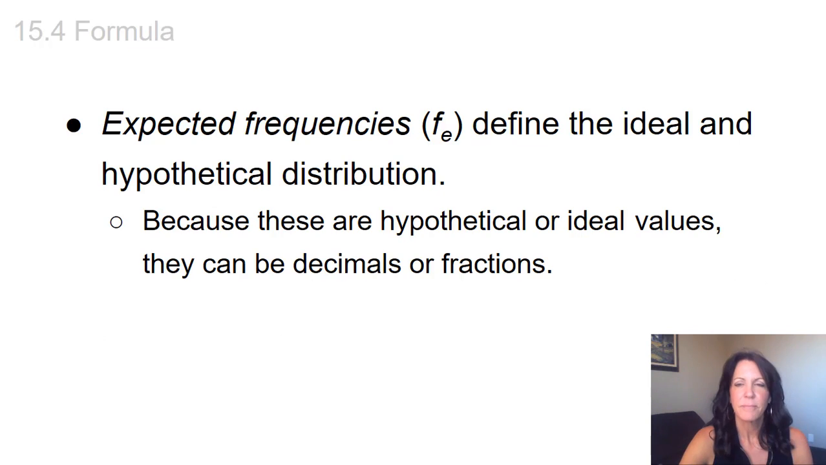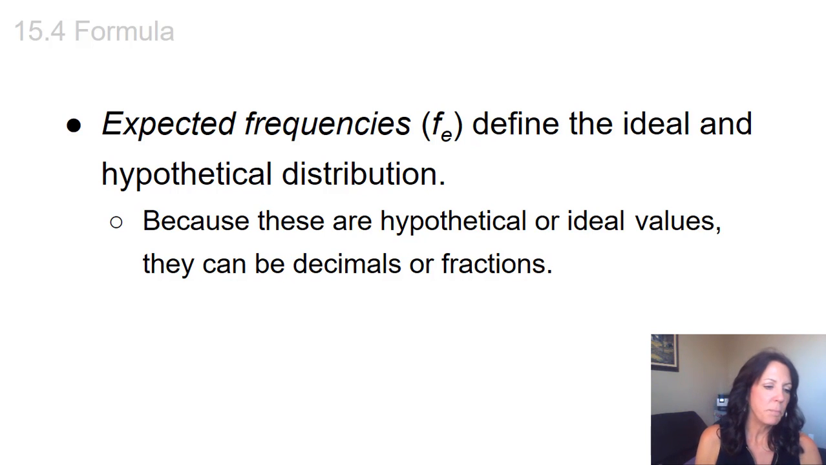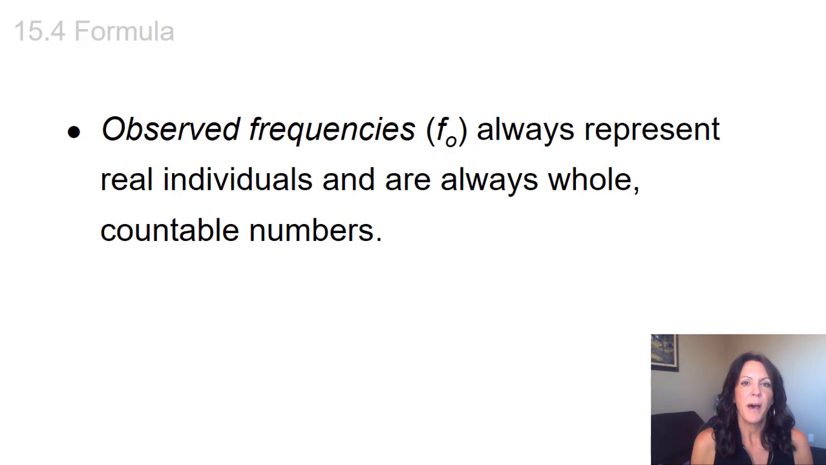All right. So our expected frequencies define the ideal and the hypothetical distribution. And because they are hypothetical or ideal, they might be decimals or fractions. It's very possible. But our observed frequencies, you might have already noticed, always represent real individuals, and therefore they're always whole countable numbers. In the next video, we're going to talk about how do you make decisions? How do you figure out statistical significance?